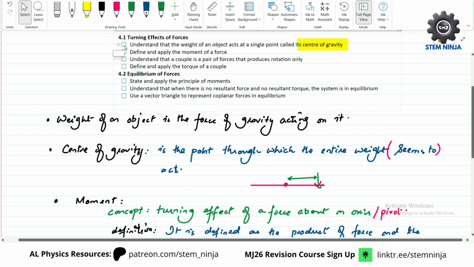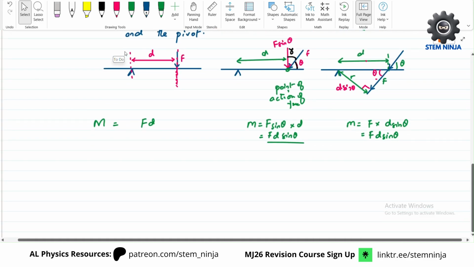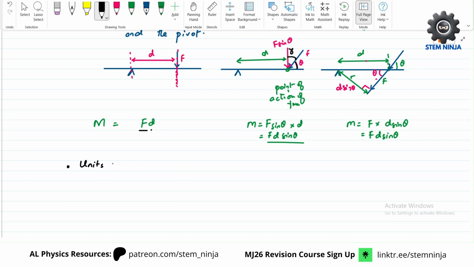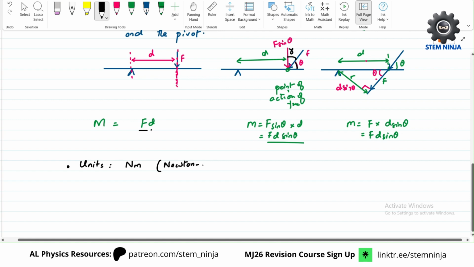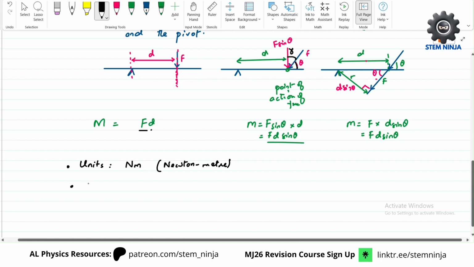So we did this. This is the application of moments over here. So we know that the moment has force and the distance. So what about the units and everything? Units are force times displacement, in Newton meter. What about its nature? Is it a scalar or a vector? It's a vector quantity.